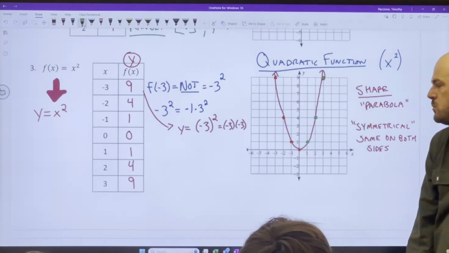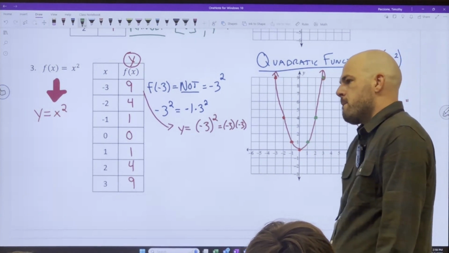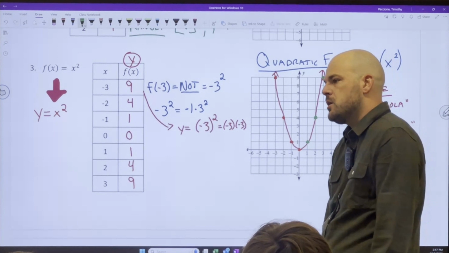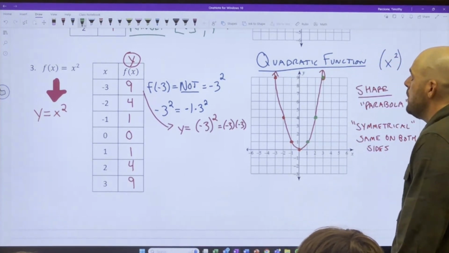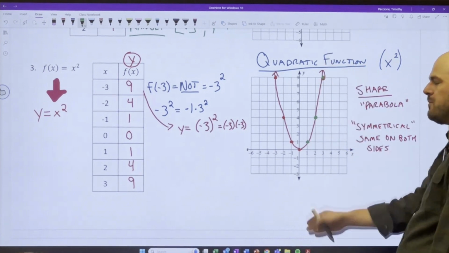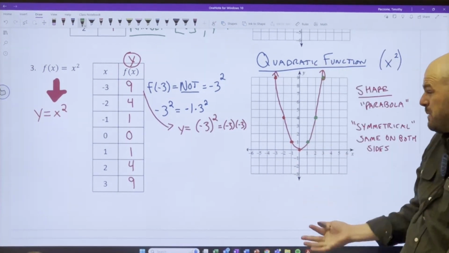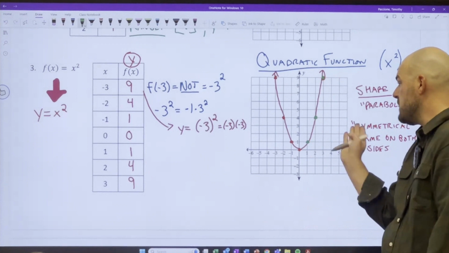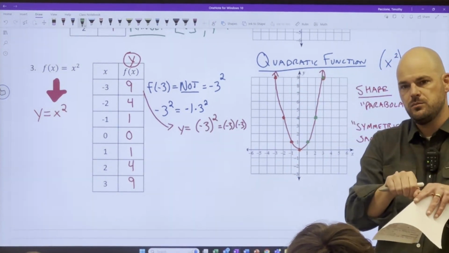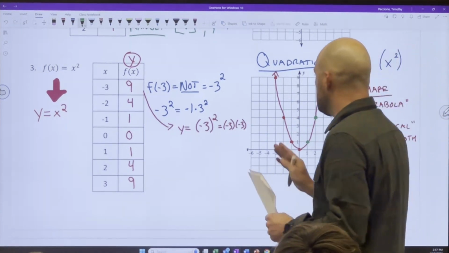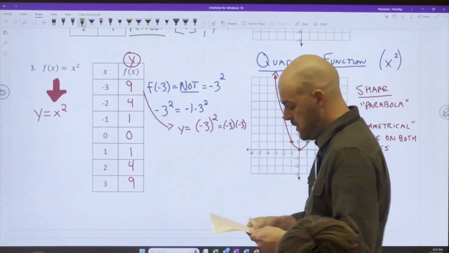Yeah, question? Is it always going to be like that if it's x squared? Mm-hmm. All x squareds are symmetrical. Very good question. All right, so think of a line of symmetry this way. If this was a piece of paper that you folded, it would fall on top of itself. That's what symmetry is. It's a mirror. If this was looking in a mirror, it would see that, okay?